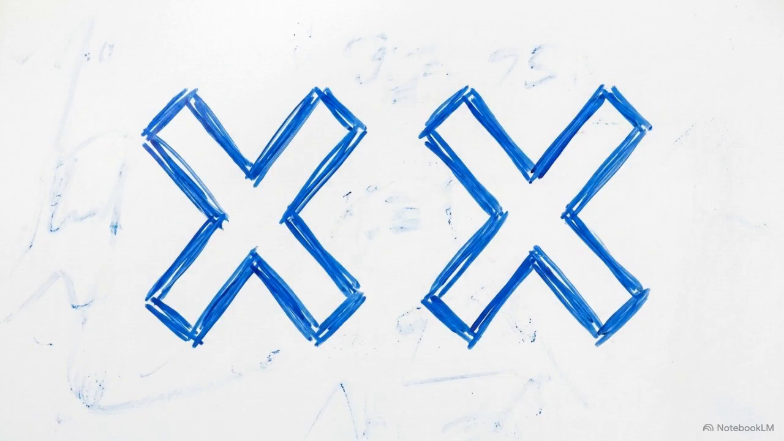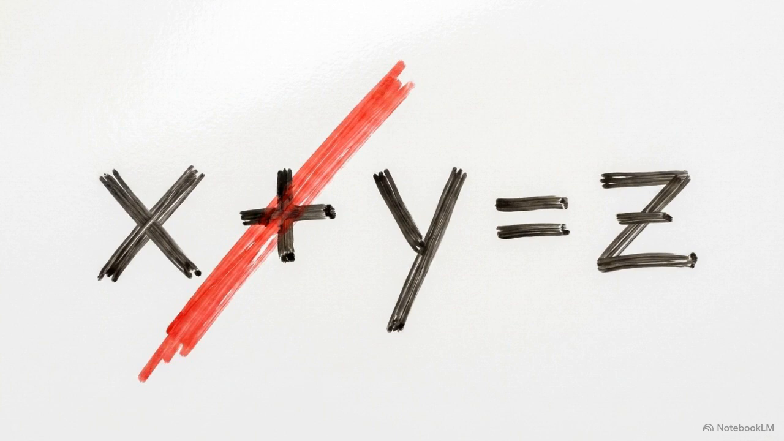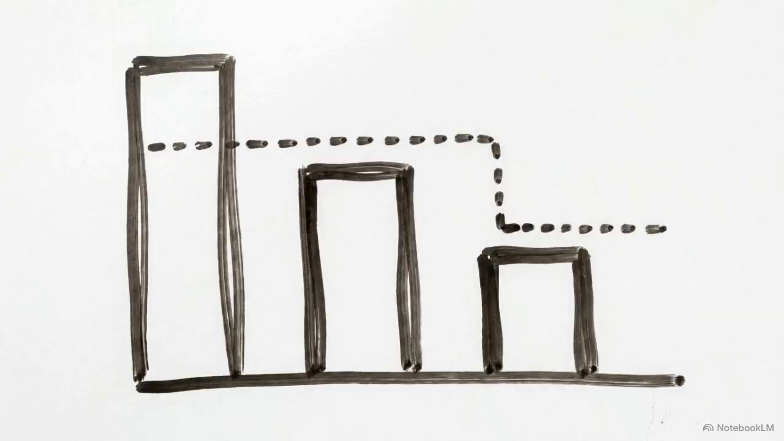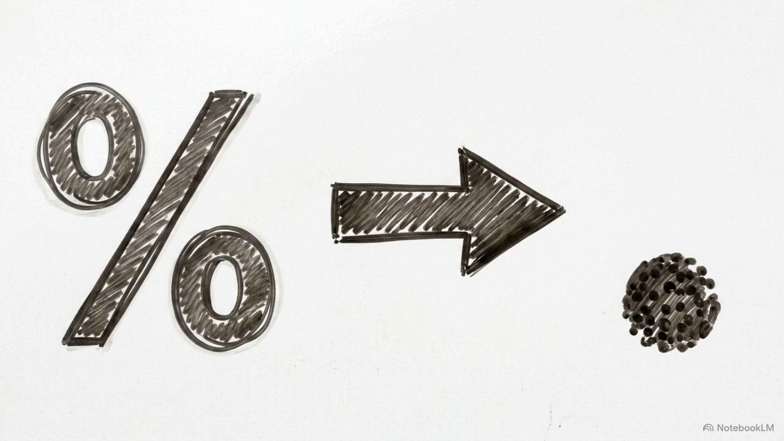Now that we have the basics, let's move to step 2, the multiplier method. This is how we handle consecutive changes without falling into the addition trap. If a price drops by 15% and then another 12%, you cannot just add those numbers together to get 27. Each drop applies to a newly reduced baseline, so we have to compound them. To do this efficiently, we convert percentage changes into decimal multipliers. As you can see here, a new price is simply the original price multiplied by 1 minus the decrease, or 1 plus the increase. Let's test this.